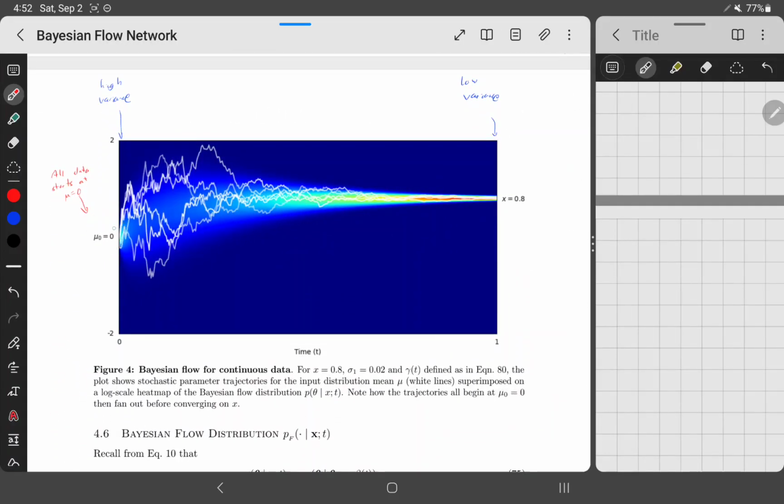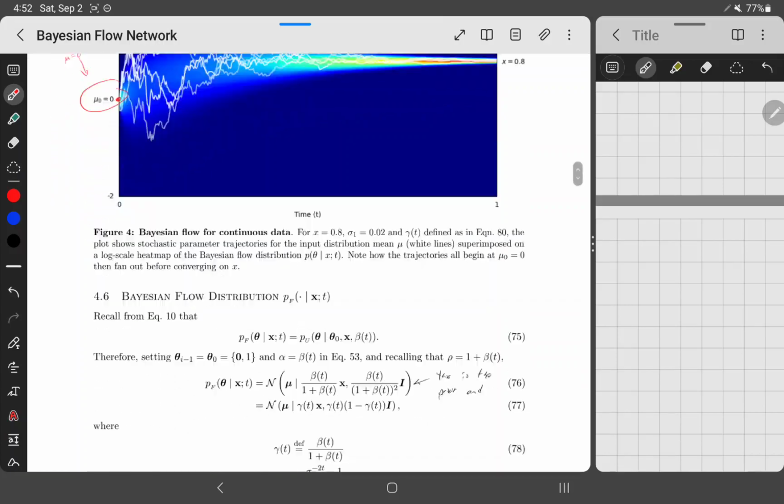Here, this is similar to diffusion. If you've seen pictures of diffusion, this kind of looks like an SDE in a way. So you start off with this value here. All data starts off with this value, and you slowly move over to the actual value, x is equal to 0.8 in this case, as you keep making predictions. And notice how it has very high variance at first, and as time continues, you get lower and lower variance as you hone in on the actual value of the data.